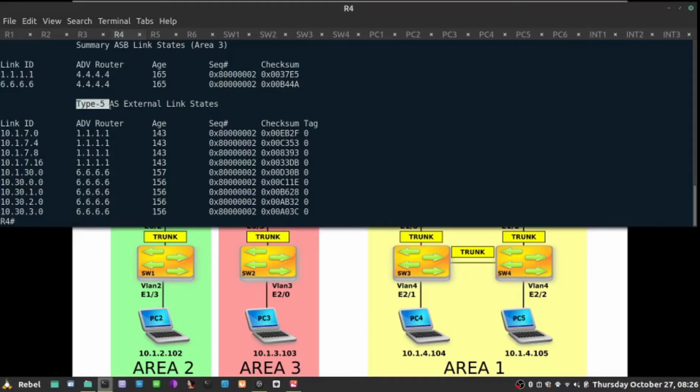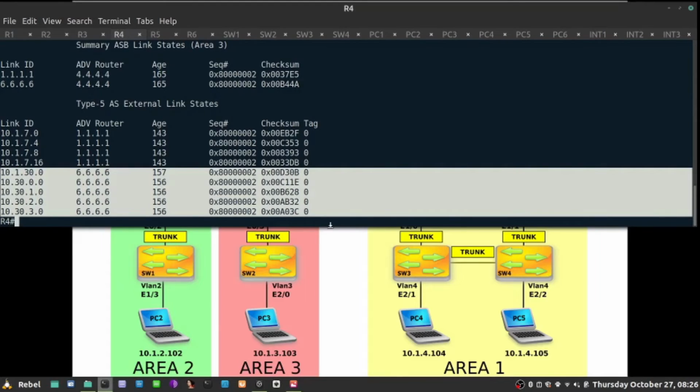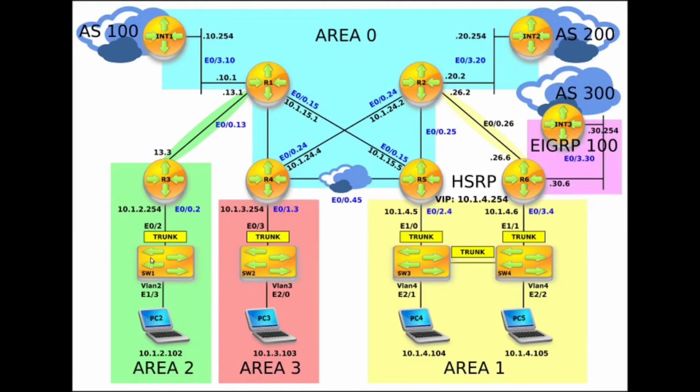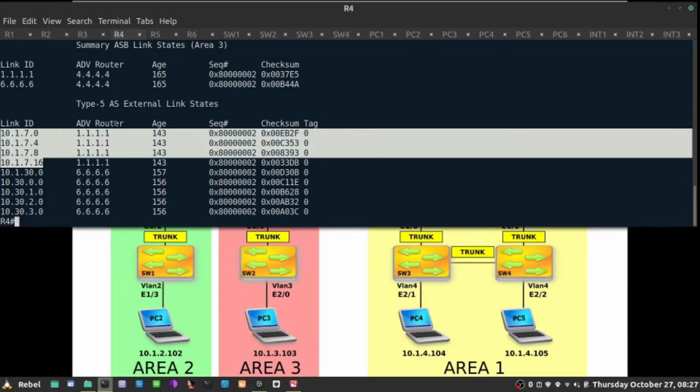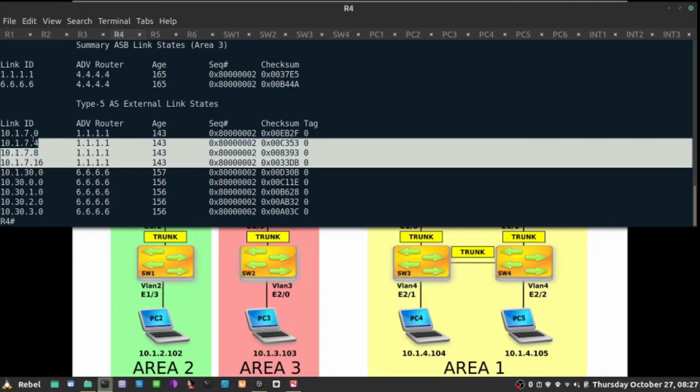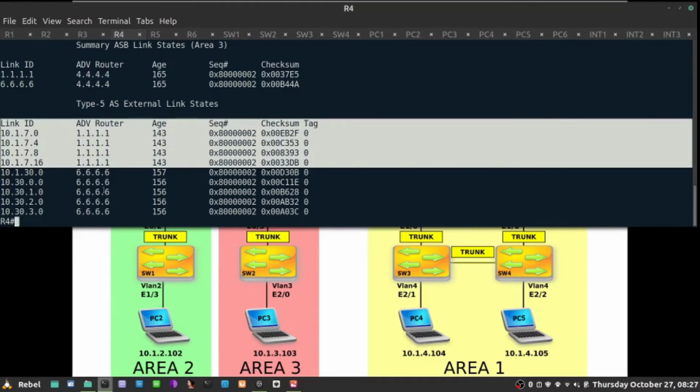So these are type 5. These are advertised by R6, which is the redistribution here. And these are redistributed by switch 1, whose router ID is 7777. However, R1 is a translator and introduces them as LSA type 5, which shows right here. So they look like they're advertised by R1, even though they're not.